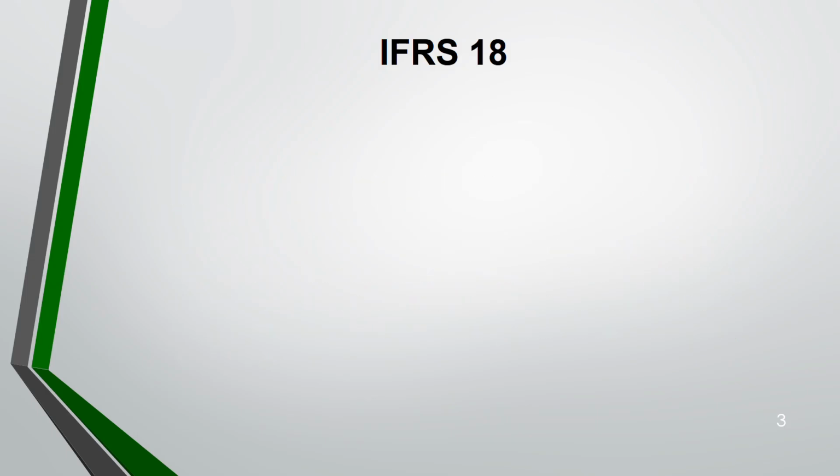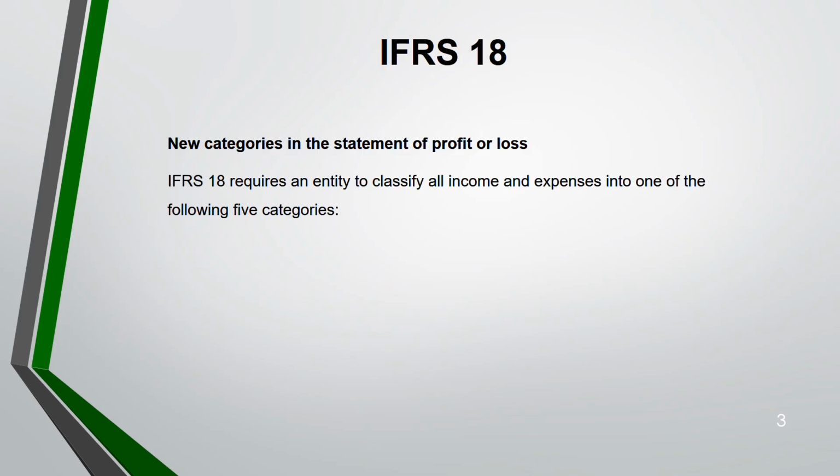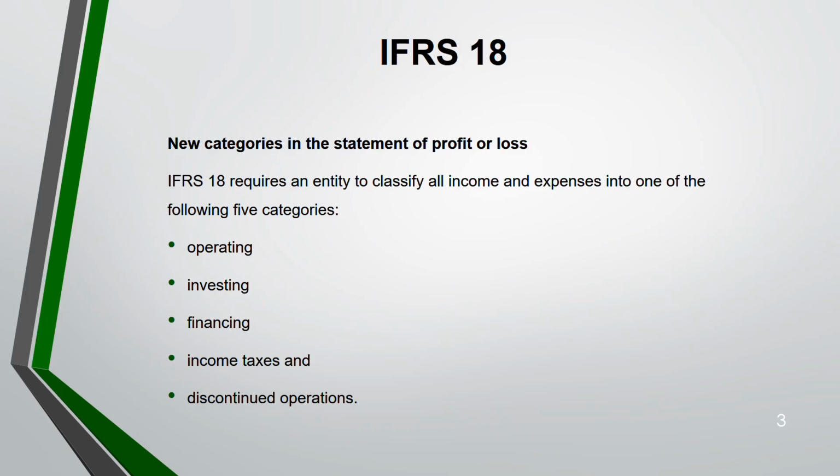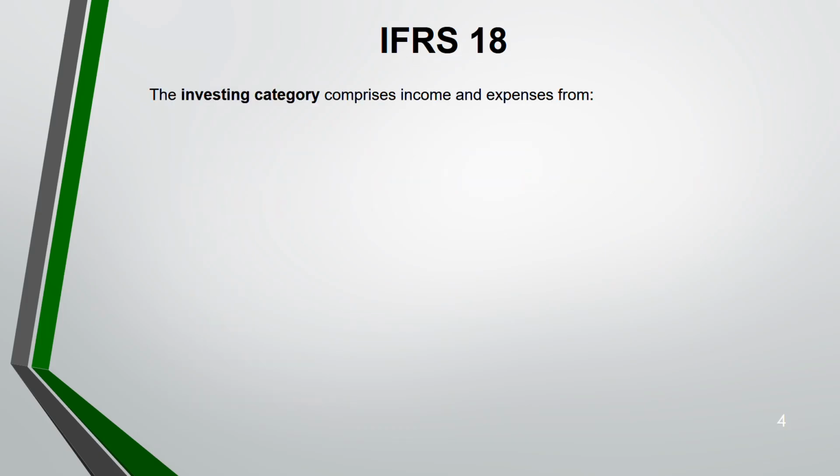Now, the new categories in your statement of profit and loss. This is the main body in your IFRS 18 that you have to remember. There are 5. Your income and expenses are now classified into 5 categories: operating, investing, financing, income tax, and discontinued operation. So, let us understand these 5 categories in detail before I show you the pro forma of the statement of profit and loss. Investing category.